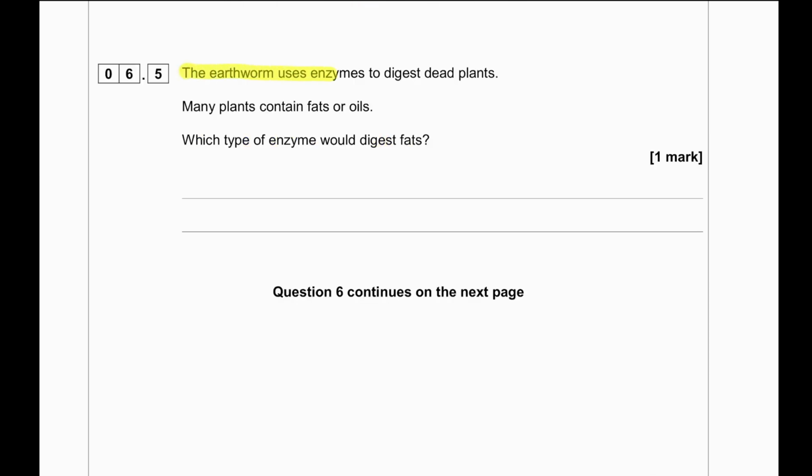The earthworm uses enzymes to digest dead plants. Many plants contain fats or oils. Which type of enzyme would digest fats? Fats are lipids, and lipids are generally digested in the body by the enzyme lipase.